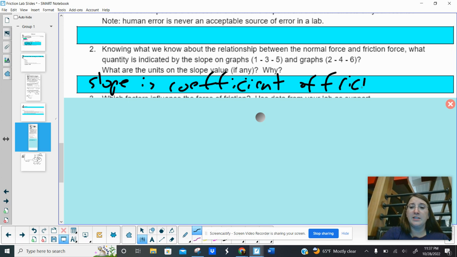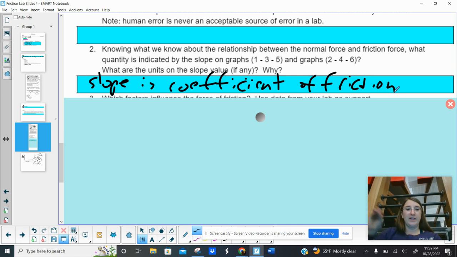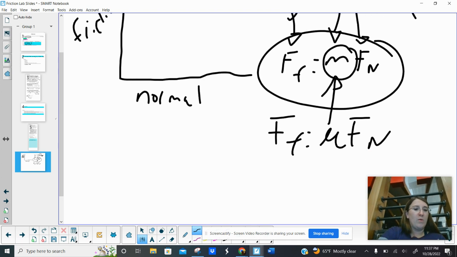And not only do we have a coefficient of friction for static and a coefficient of friction for kinetic for each kind of surface. The second part of this says, what are the units on the slope value, if any? So let's look back to our graph. We know the units for slope are always y units over the x units.